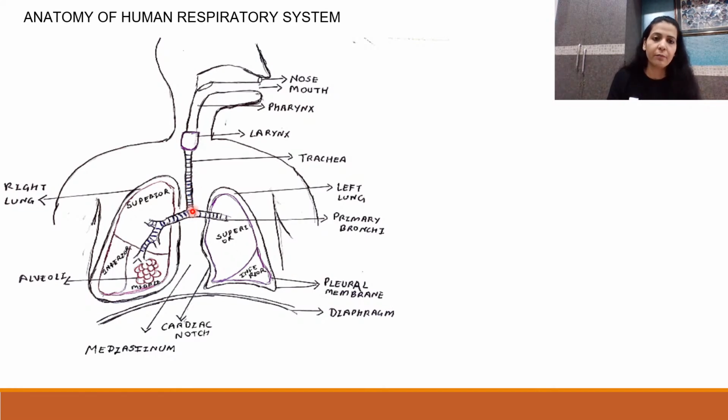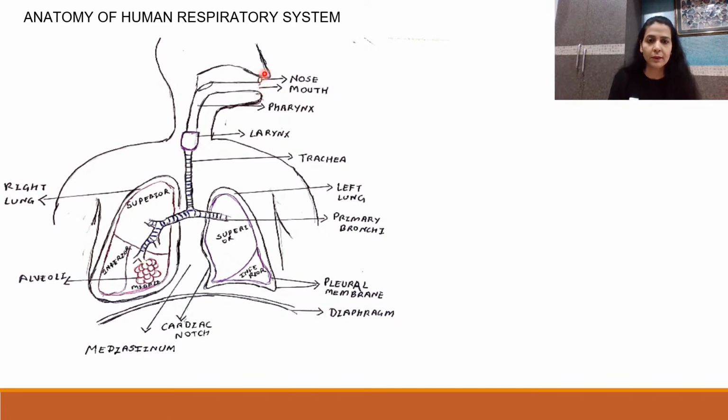The trachea then bifurcates into two tubes. Can you see that? Trachea has bifurcated into two tubes. Now these two tubes are known as bronchi. And these tubes further bifurcate inside the lungs into many tiny tubules. So from the word bronchi, we finally start calling them bronchioles.